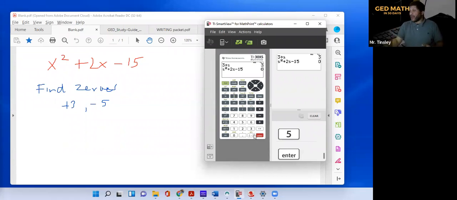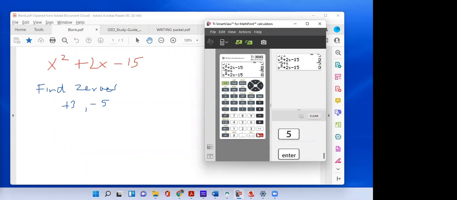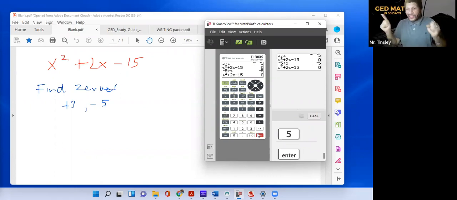So let's try -5. -5, store x. We're going to plug in the quadratic equation. X squared plus 2x minus 15. Did I get 0? Yes. So listen to what I just did.